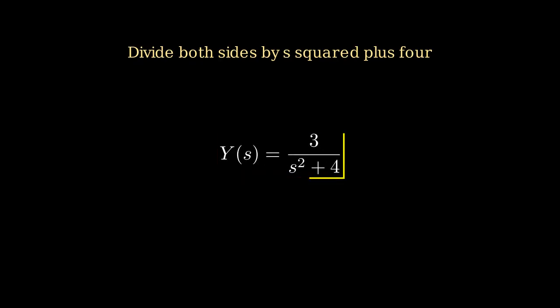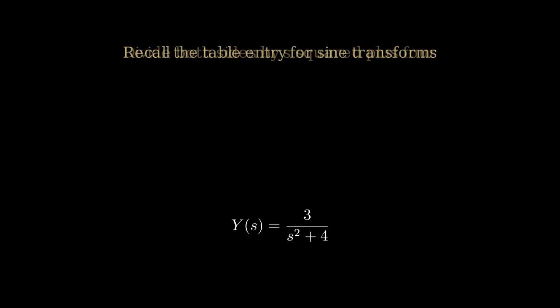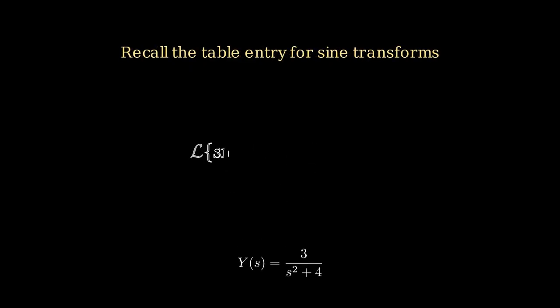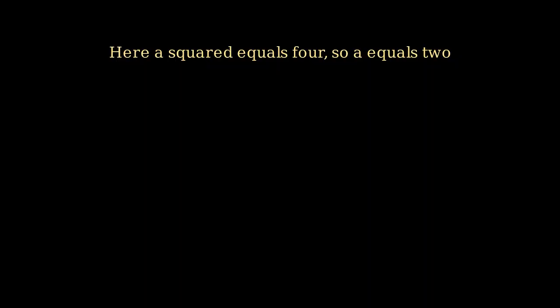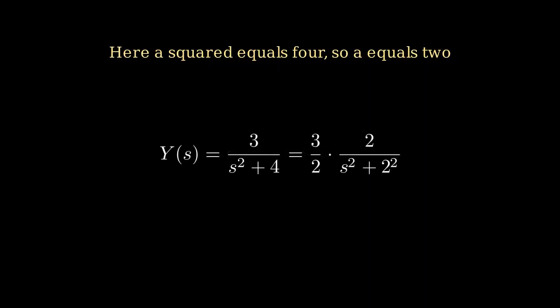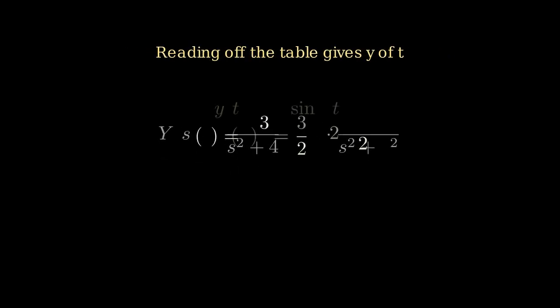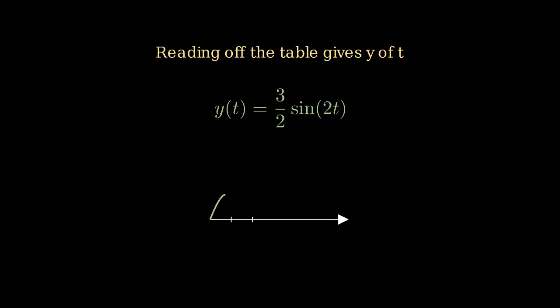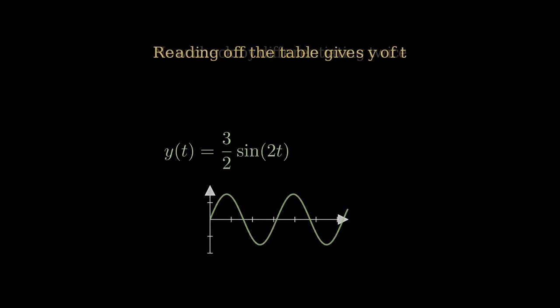Recall from the table of transforms that the Laplace transform of sine of a t equals a divided by s squared plus a squared. Here, a squared equals 4, so a equals 2, which means our expression matches the sine pattern with a coefficient of 3/2 in front. Reading this off the table, the inverse Laplace transform gives us y of t equals 3/2 times sin of 2t. Now check the solution.